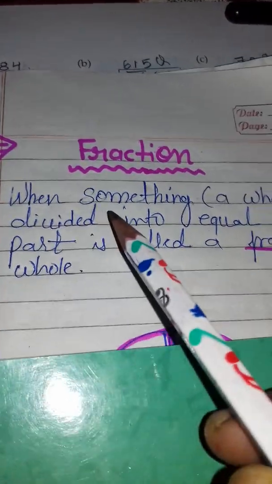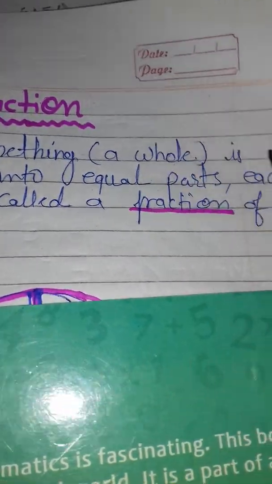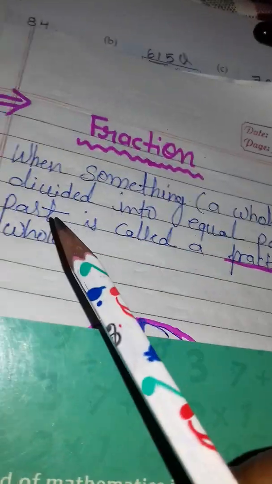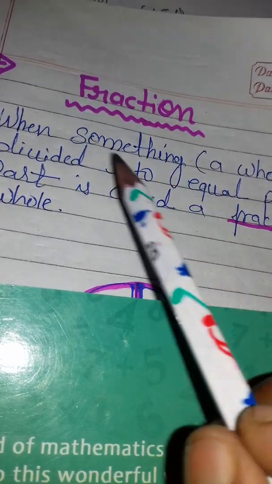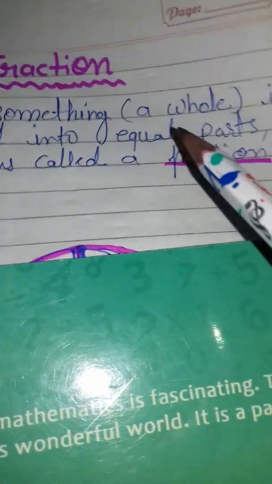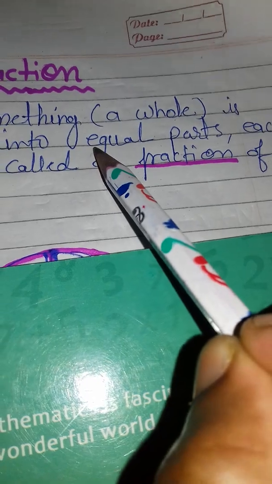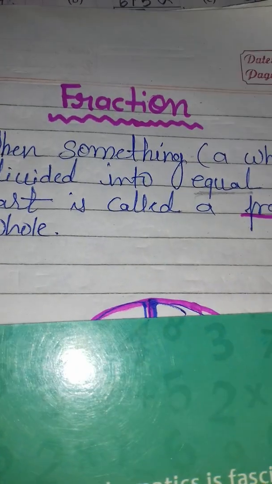When a whole, whatever it is, is divided into equal parts, each part is called a fraction of the whole. When something which is in whole form is divided into some equal parts, each part of that whole thing is known as a fraction of that whole. Let us see one example for it.